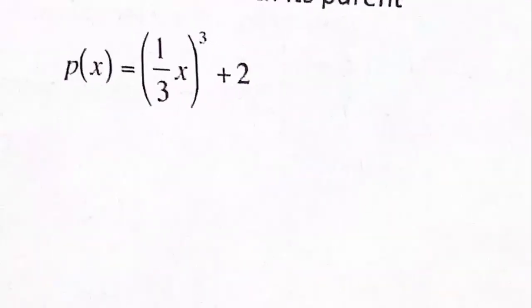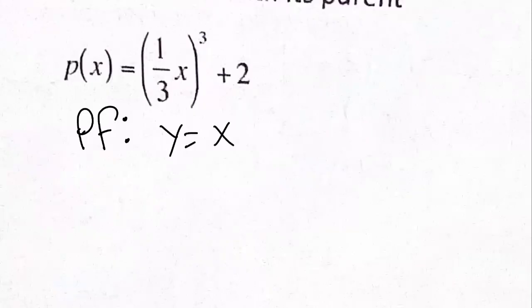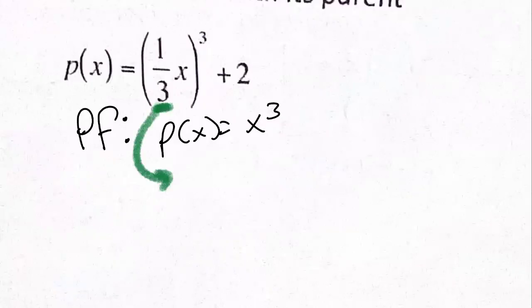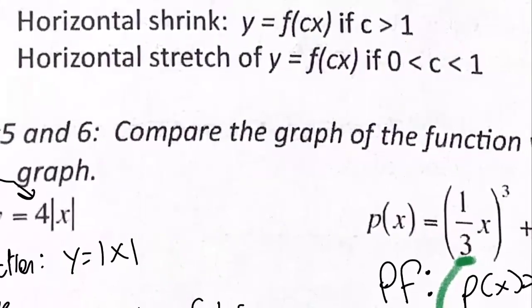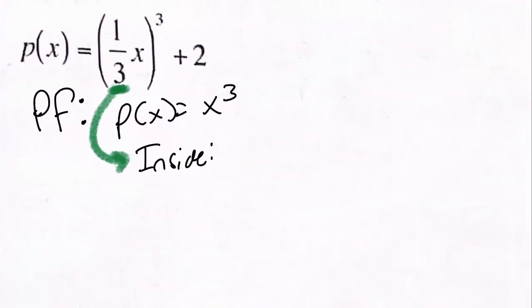Okay. For this one, we have a parent function, so a PF, y is equal to x cubed. This is a cubic function. This 1/3 is inside. So I know since it's inside, I'm going to be looking at the ones right here. If it's greater than 1, horizontal shrink. If it's between 0 and 1, it's a horizontal stretch. 1/3 is between 0 and 1, so that means I'm going to have a horizontal stretch.